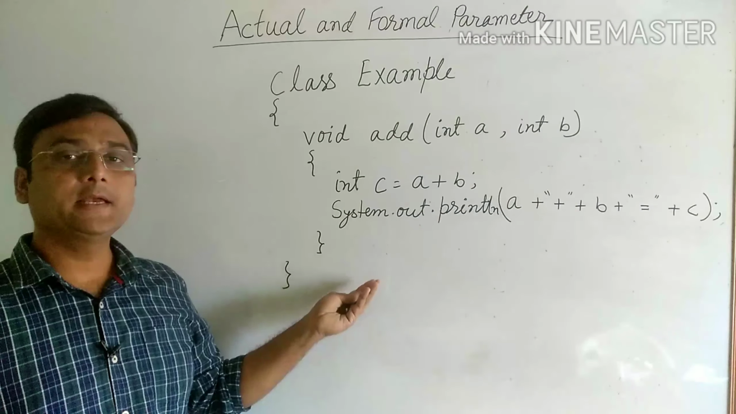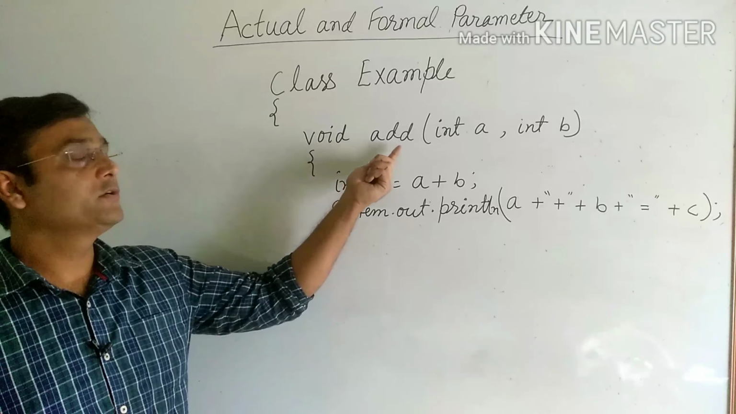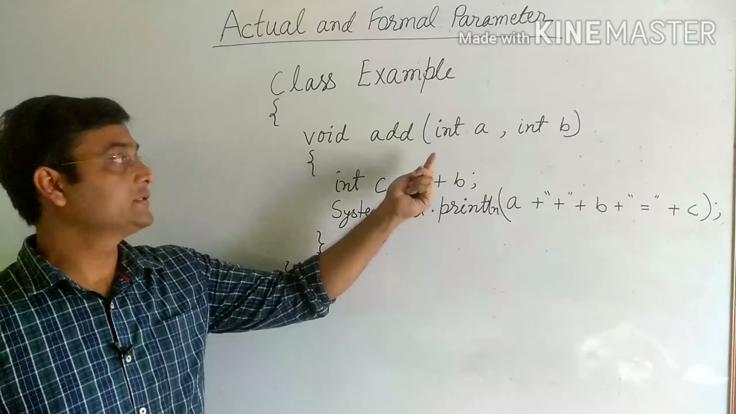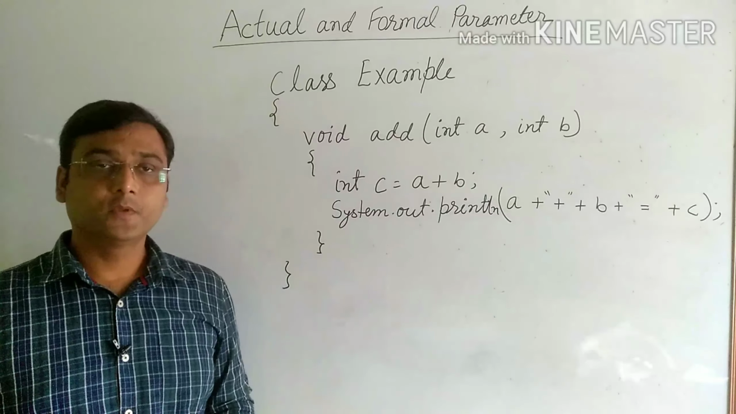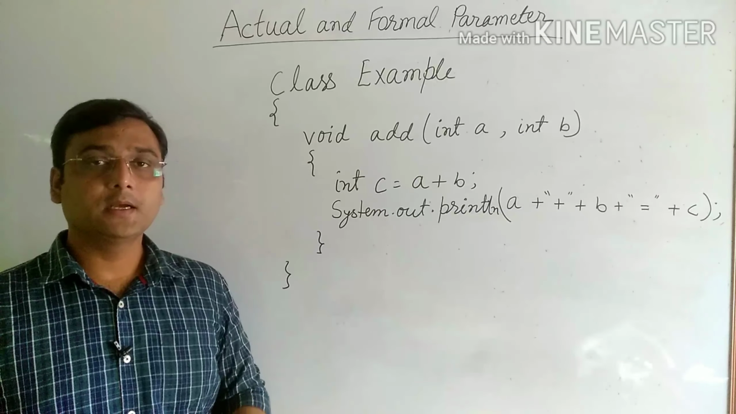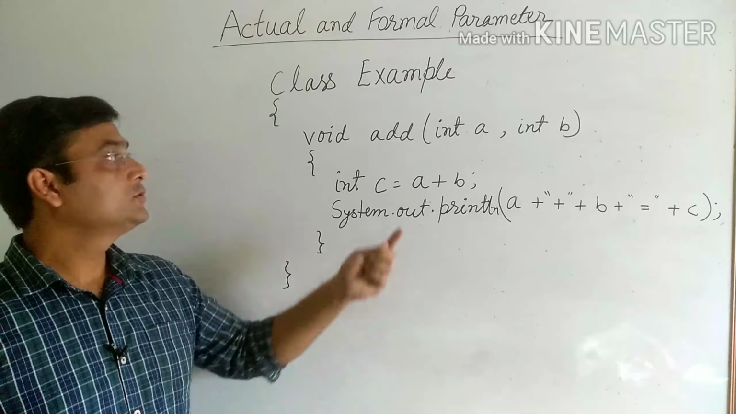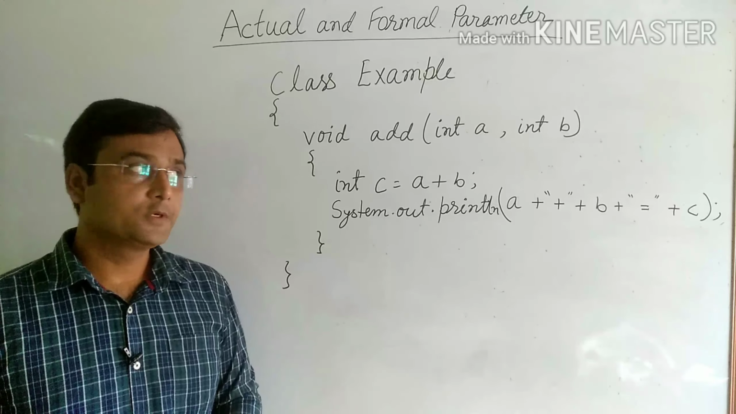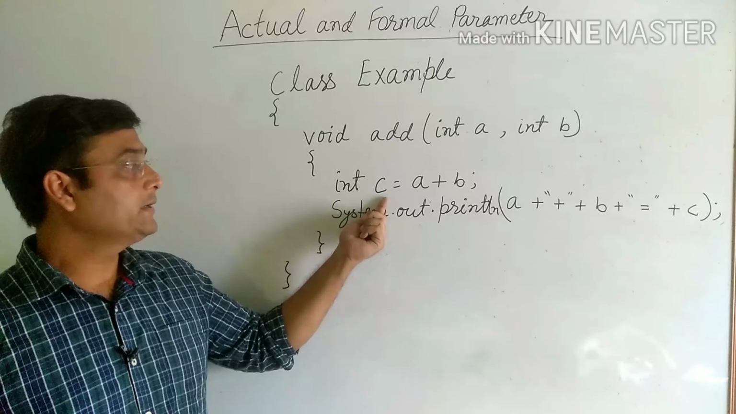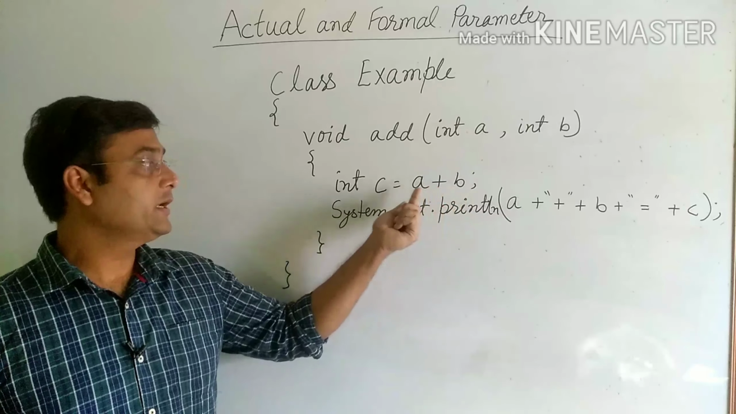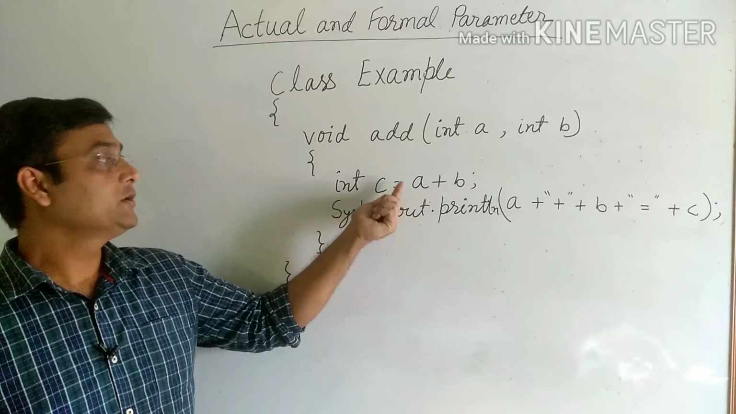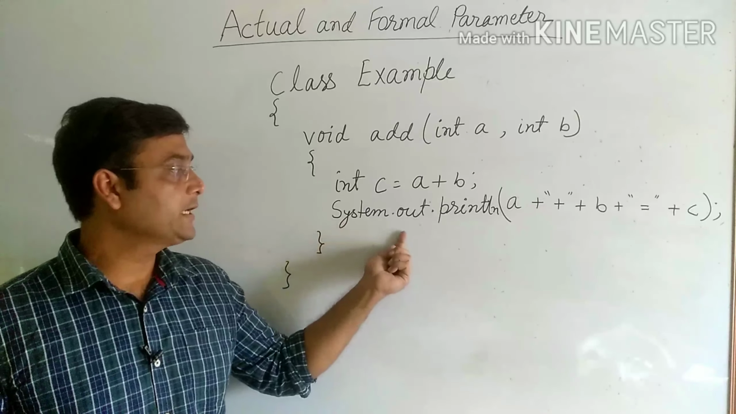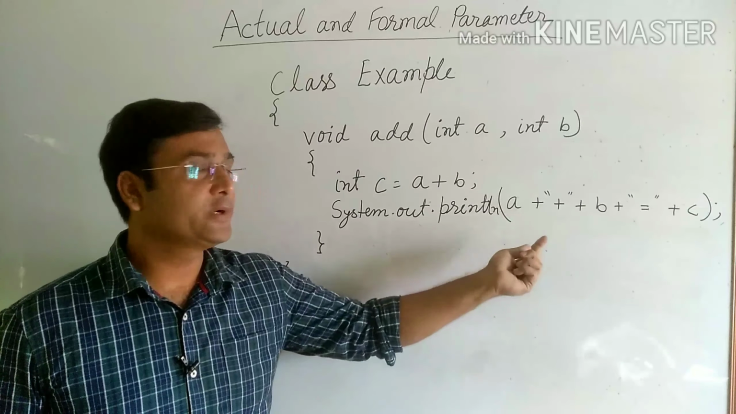In this class, I have created a method with the name add and I have given two parameters in it, int a and int b. Why have I created this method? Our intention is to add these two variables and print the result on the terminal window. So I have written a plus b and used the assignment operator to assign it to a third variable c. After that I have used System.out.println to print this.